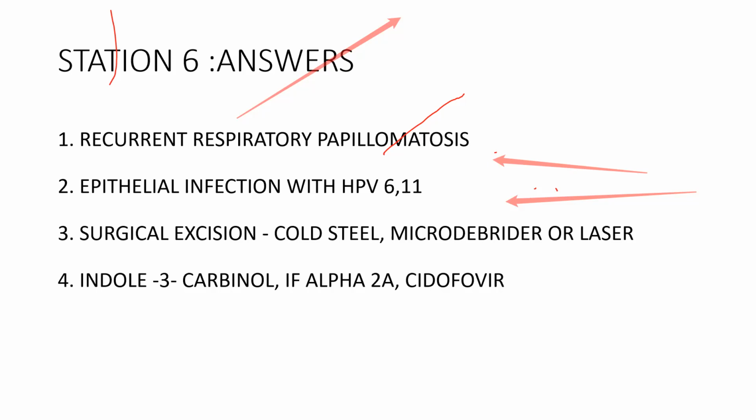Some studies show that as far as possible, try to avoid tracheostomy in recurrent respiratory papillomatosis, because that will also pave the way for the formation of papillomatosis around the stoma. Then it will be very difficult to manage. So these are the reasons. Recent advances are microdebrider and using laser to completely excise the disease.